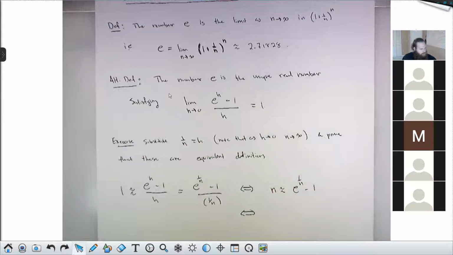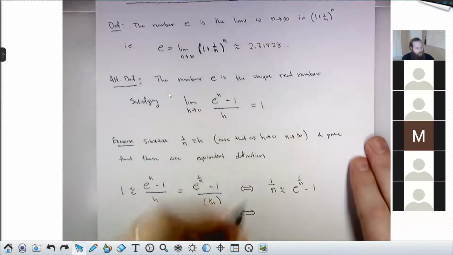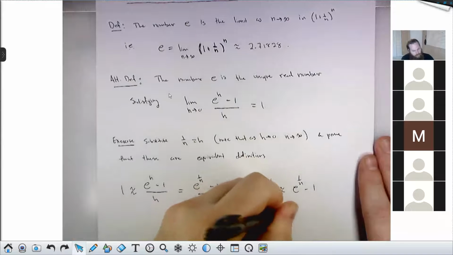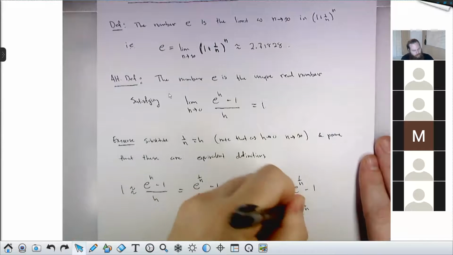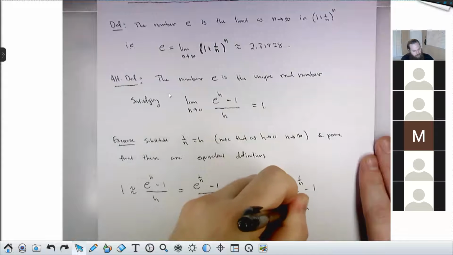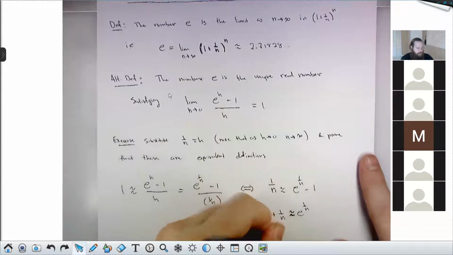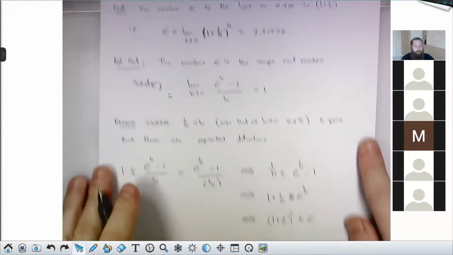Let me see, did I mess something up here? Multiply both sides by, oh, I'm sorry, multiply both sides by 1 over n. Sorry. So you get 1 over n is approximately equal to e to the 1 over n minus 1. And then you add 1, you get 1 plus 1 over n is approximately equal to e to the 1 over n. And then raise both sides to the nth power: (1 plus 1 over n) to the n is approximately equal to e.